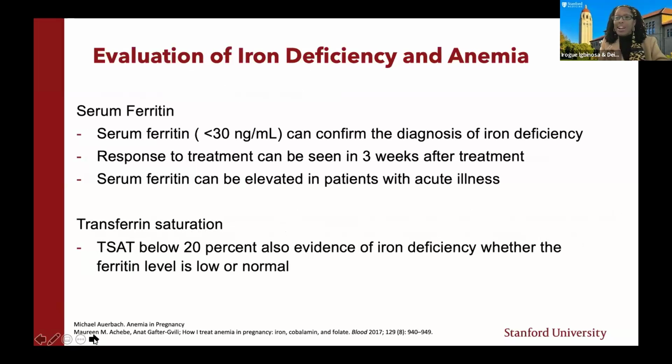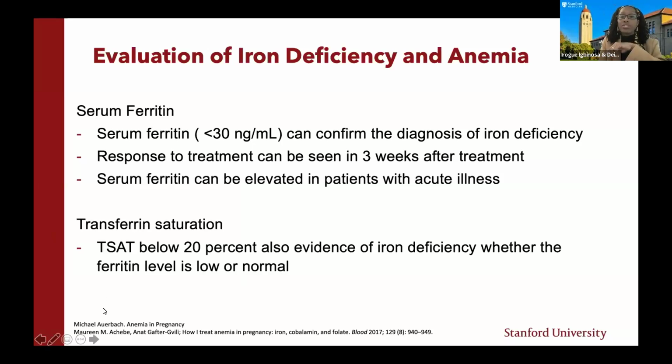And so how do we get to that iron deficiency component? A kind of gold standard is looking at a serum ferritin. Ferritin less than 30 can confirm the diagnosis of iron deficiency anemia, and response to treatment can be seen about 3 weeks after treatment. One red herring is that it can be elevated in those who are sick from something else, have inflammatory illness, and so you might need to use something else to diagnose iron deficiency anemia.